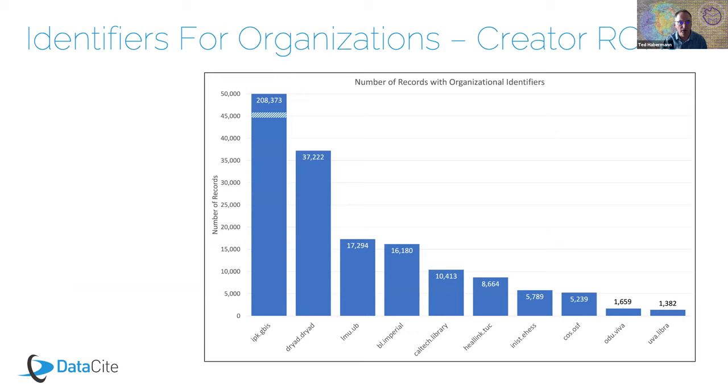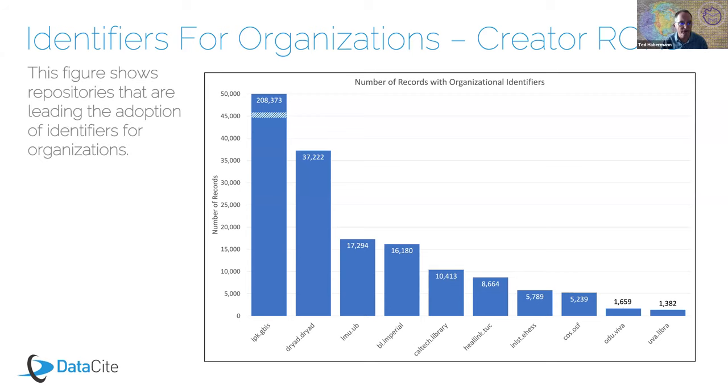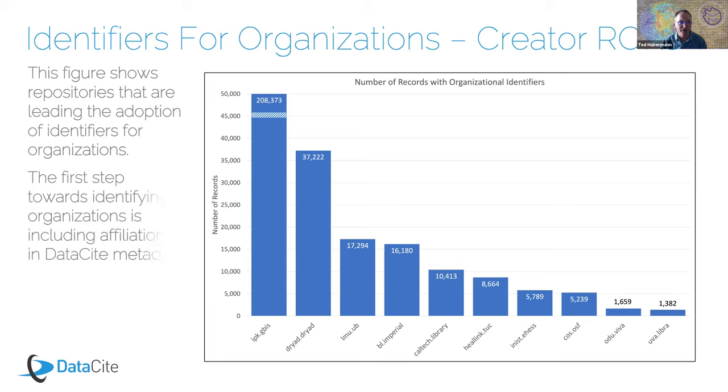Identifiers for organizations are also very important. The Research Organization Registry is a cooperative, open community that involves DataCite and Crossref and ORCID and others in identifiers for organizations. And these are, again, like the last slide, the 10 repositories with the most records with organizational identifiers. So these are really the DataCite members that are currently leading the adoption of these identifiers.